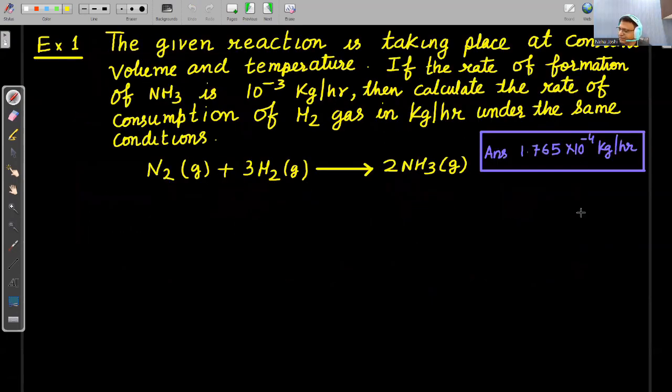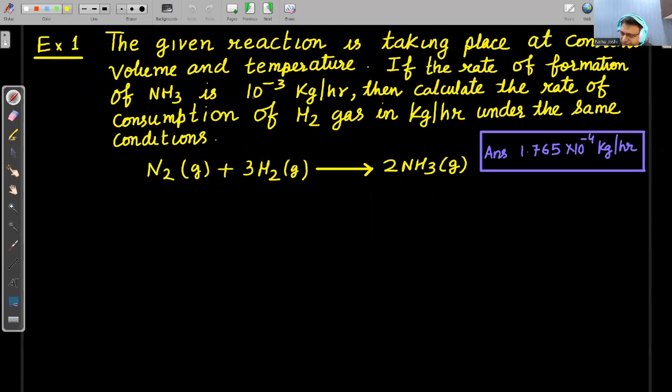So we have an example. This example was asked in JEE Advanced. Let me read the question first, and then we'll try to solve it. The given reaction is taking place at constant volume and temperature. If the rate of formation of ammonia is 10 to the power minus 3 kg per hour, then calculate the rate of consumption of hydrogen gas in kg per hour under the same conditions.